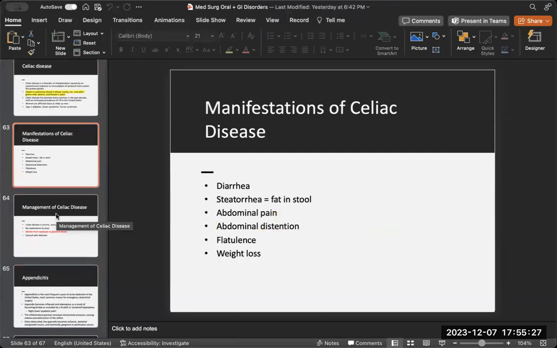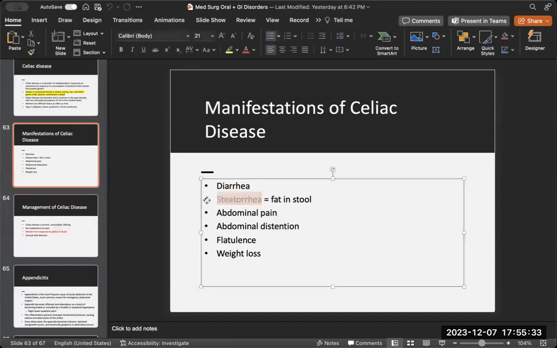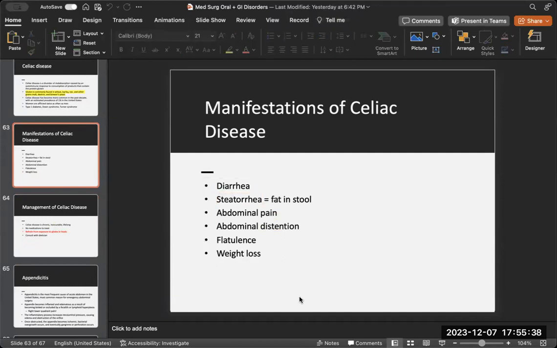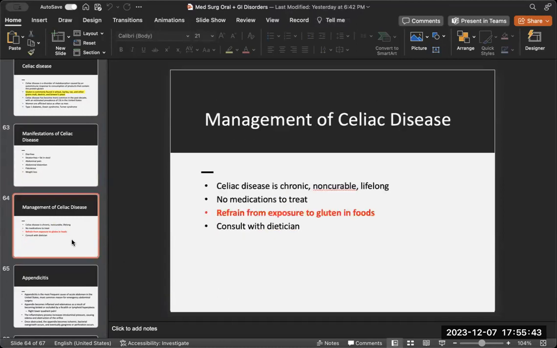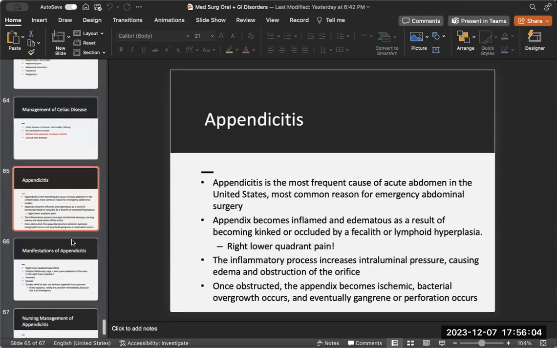So, what are some manifestations? Diarrhea, and steatorrhea. I don't know how to say this one, but that just means fat in stool. Other things that they have are abdominal pain, abdominal distension, gas or flatulence, and weight loss. Okay. So like I said, they cannot eat gluten foods, so they need to speak with a dietitian. There's nothing you can do to cure this. There's no medications to treat this. Like I said, patient teaching is, hey, do not cook your foods on pans that had gluten in it. They need to be washed separately. You need to have your own things, and you need to watch out for food labels. Check if they say gluten-free or if they contain gluten.